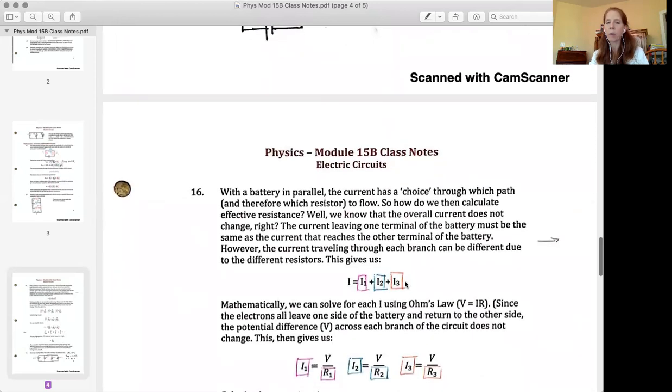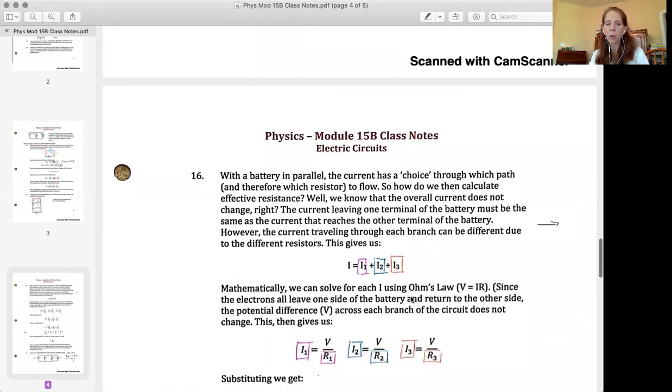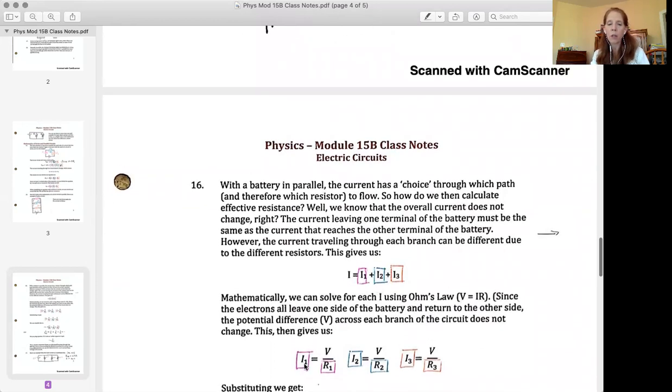If that's the current of the three paths, we can solve each one of those using Ohm's law, right? V equals IR, therefore the current I equals V divided by R. So we can look at the potential difference. I1, the current across the first path, will equal the electric potential across the first path divided by the resistance. I2 will equal the electric potential across the second path divided by the resistance. I3 will equal the electric potential divided by the resistance of the third path.